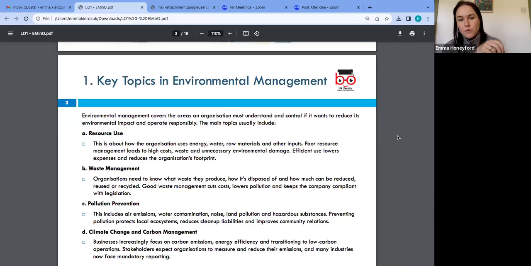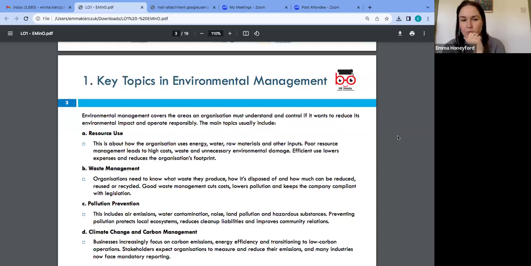So it is good for organisations to start to quantify how much waste they are generating, where it actually goes, and how we can reduce it. I think we did cover the waste hierarchy in the previous session, but it is good for organisations to understand the different methods for waste management, as it does reduce cost, lowers pollution, and keeps the company compliant with legislation. So it's better that we have an awareness of waste management, not just for reputation, but in terms of the legal cost side of it as well.